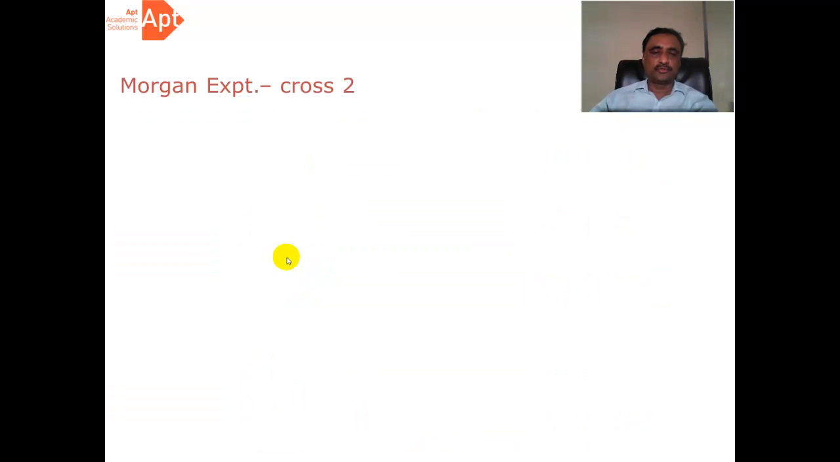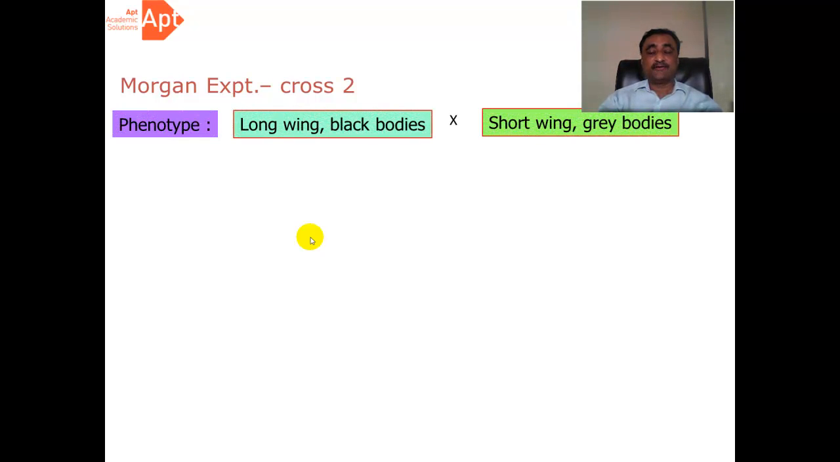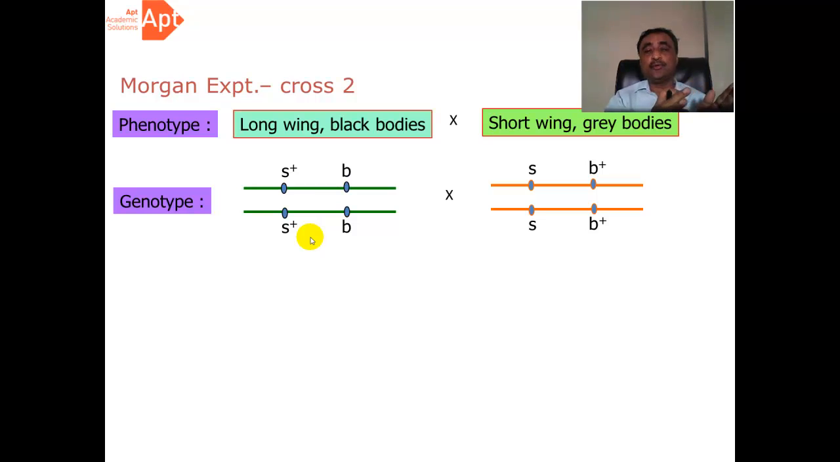So how is the difference going to happen? Now in the second series, what Morgan did, he took long wing black bodies and short wing gray bodies. So one is dominant, one is recessive. The genotype is like this, you can see there. So this is the genotype, right?